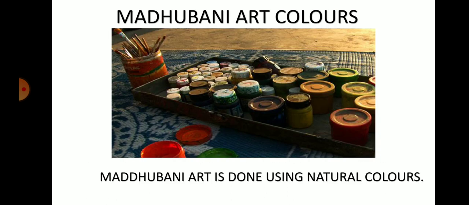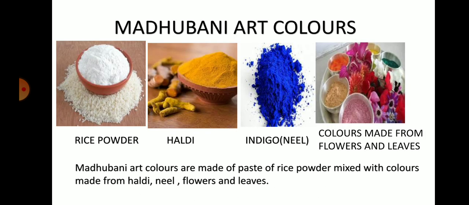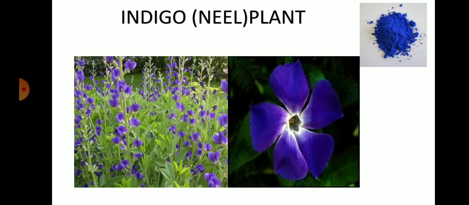Do you know that Madhubani art colors are all natural colors? Madhubani art colors are made of paste of rice powder mixed with colors made from haldi, neel, flowers and leaves. Look here, the picture of the indigo or neel plant. The flowers of this plant are used to make indigo or neel color.